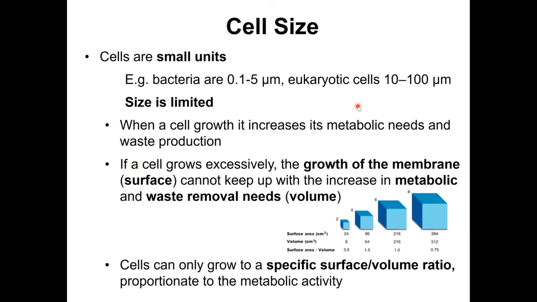The problem is that the metabolic needs grow proportionally to the volume, which grows proportionally to the power of 3, all right? Whereas the surface grows proportionally to the power of 2. I'll give you an example. Imagine this being a cell. Cells are not really square or cuboid like these ones. So imagine this is the cell that keeps growing. And here you can see how the surface and the volume will be growing over time.